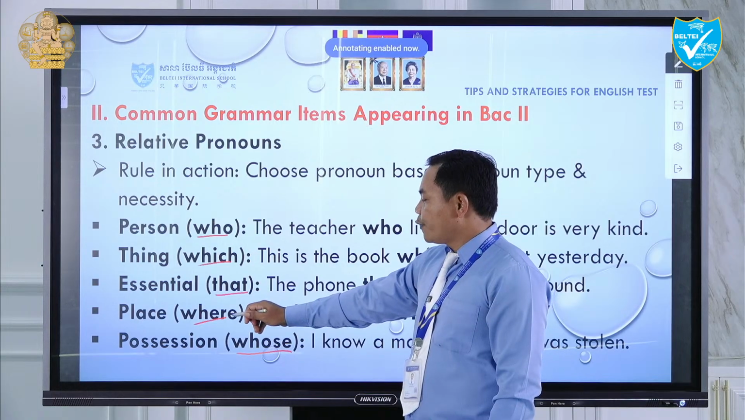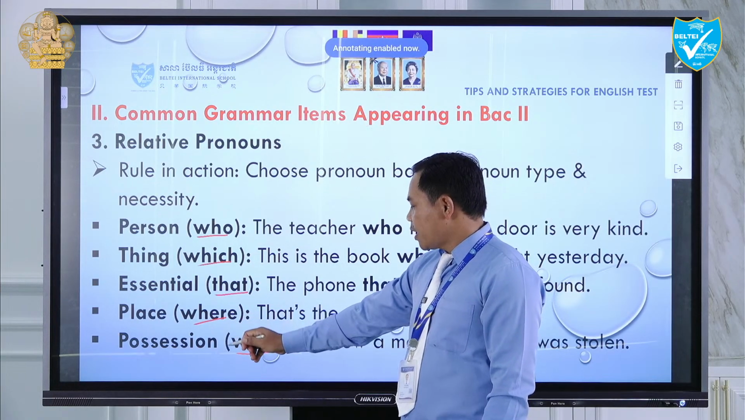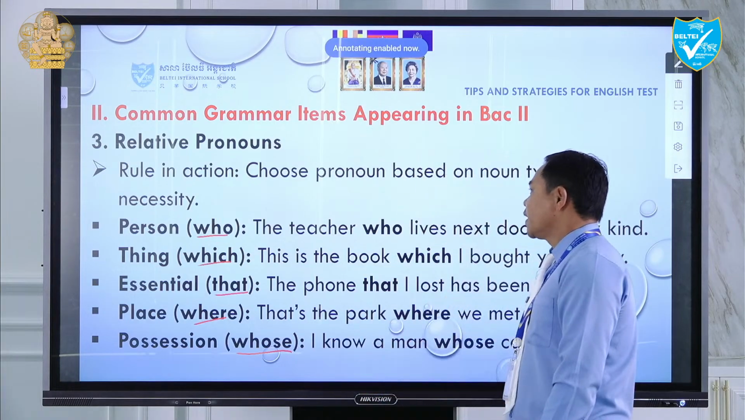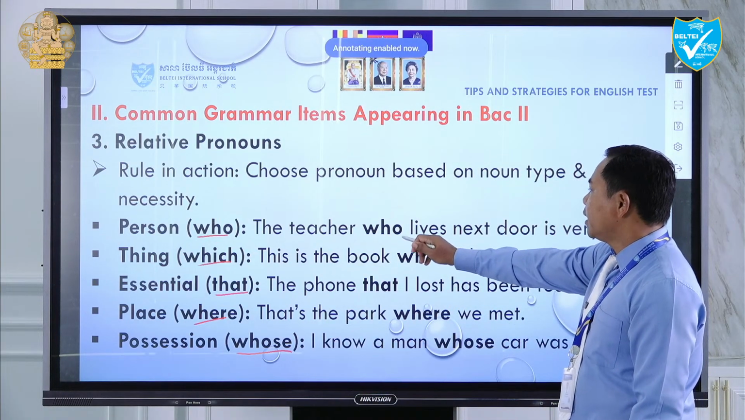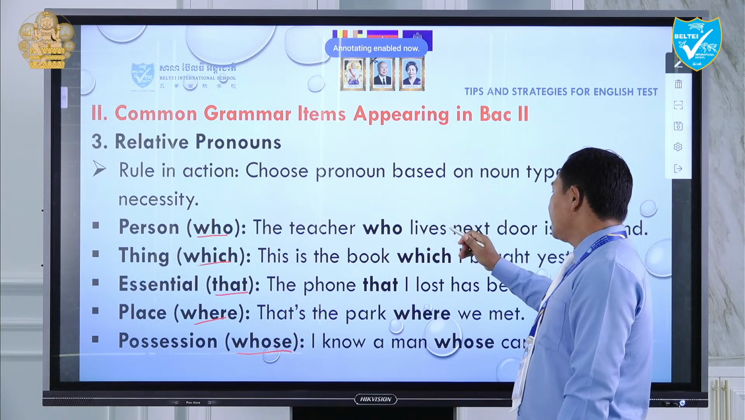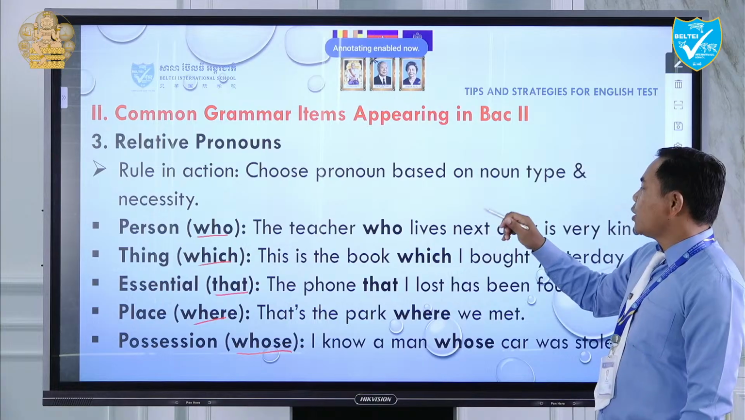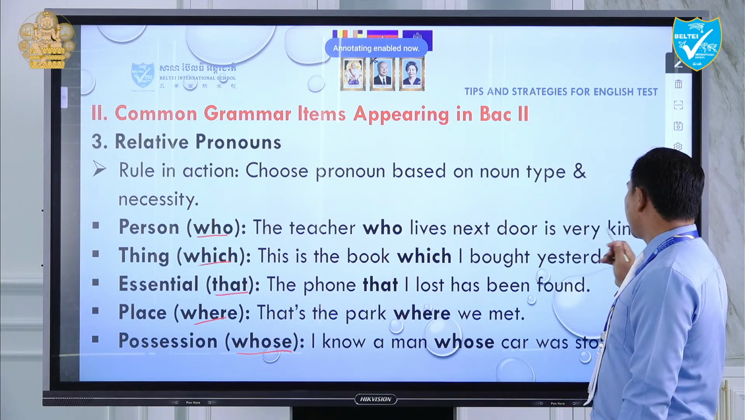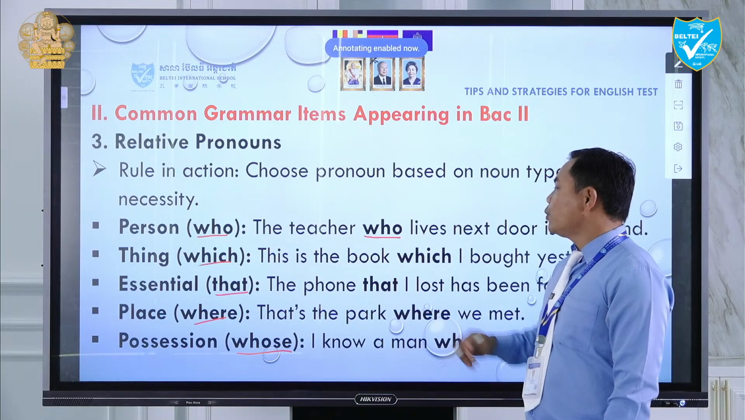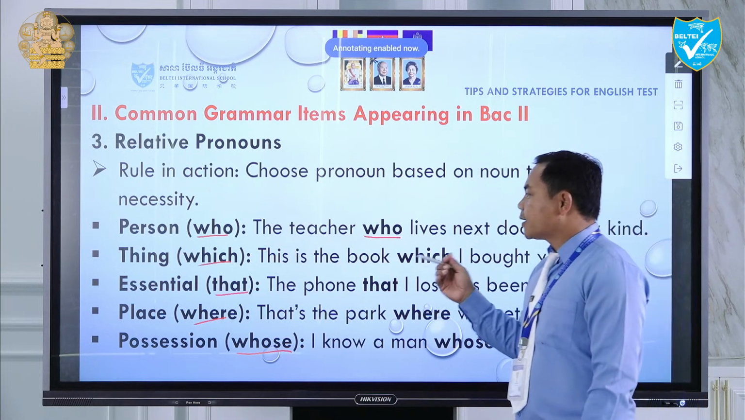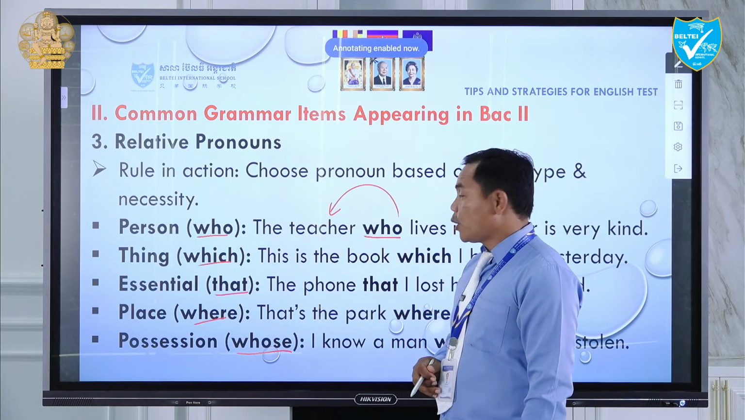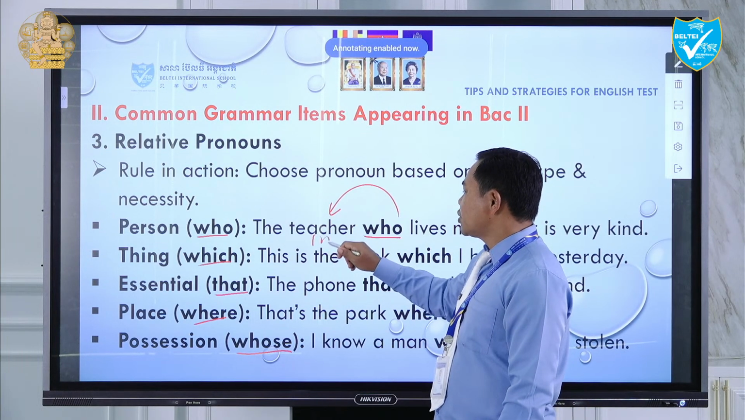Place, we use where. If possession, we use whose, something belonging to another. Here is an example: the teacher who lives next door is very kind. So teacher here, and who is a relative pronoun that gives more information or describes the noun teacher.